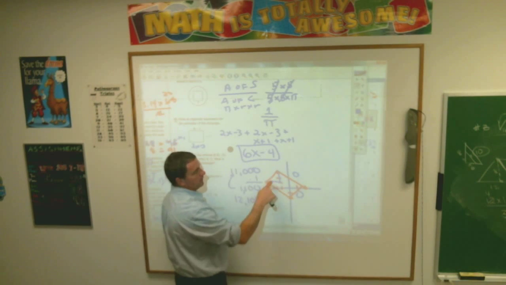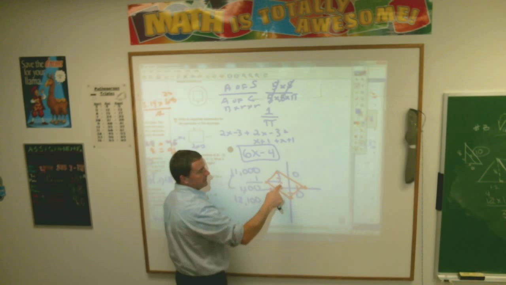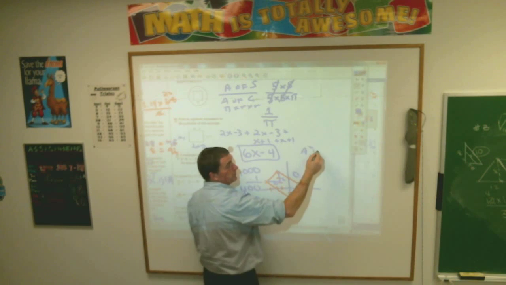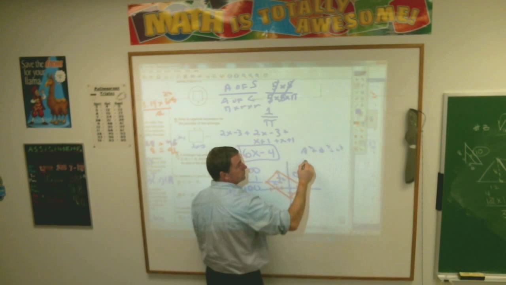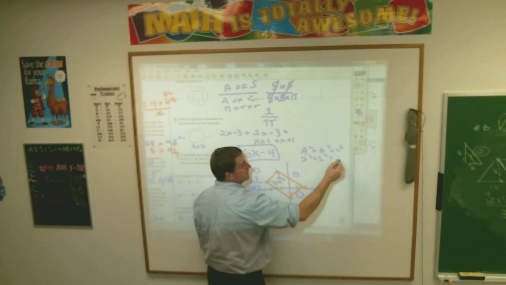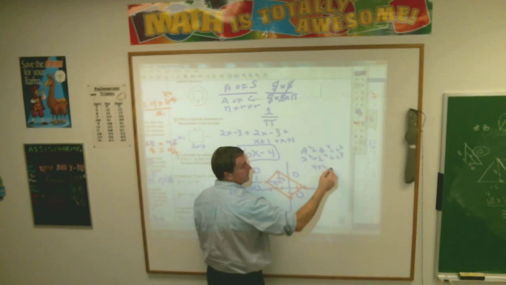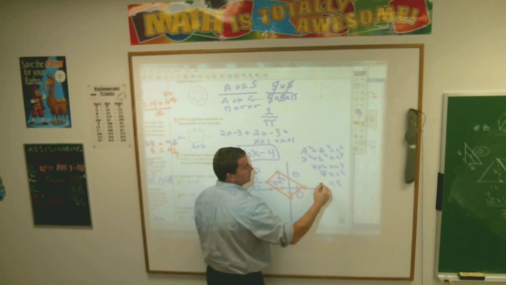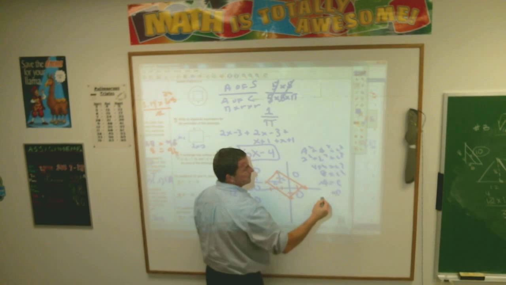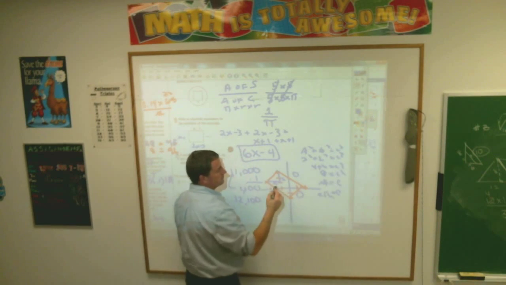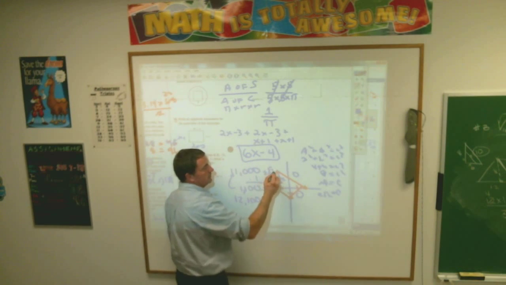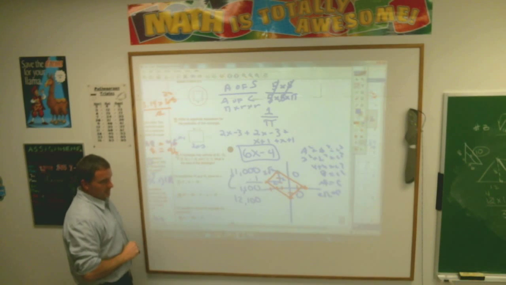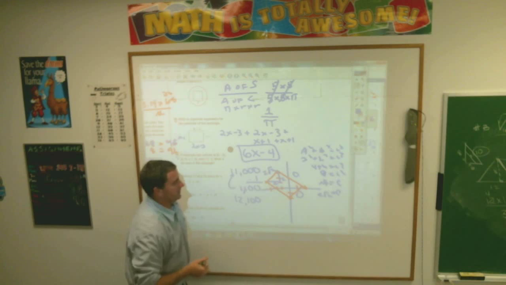Correct? And what are the two sides of this triangle? 2 and 2. So the Pythagorean theorem is a squared plus b squared equals c squared. So 2 squared plus 2 squared equals c squared. So 4 plus 4 equals c squared. So 8 equals c squared. So c equals the square root of 8. So c equals 2 times the square root of 2. That's what this side is. You don't have to write down everything, just know kind of what I'm talking about.